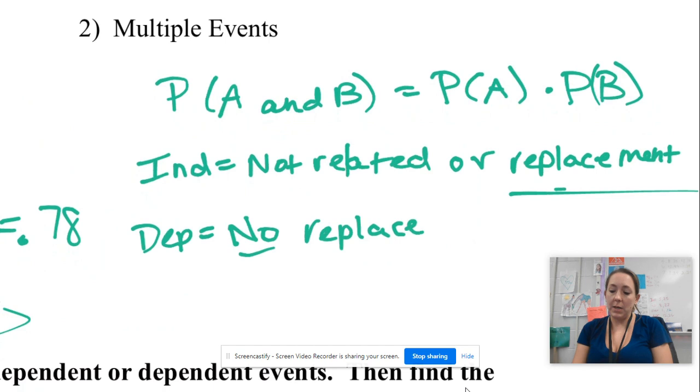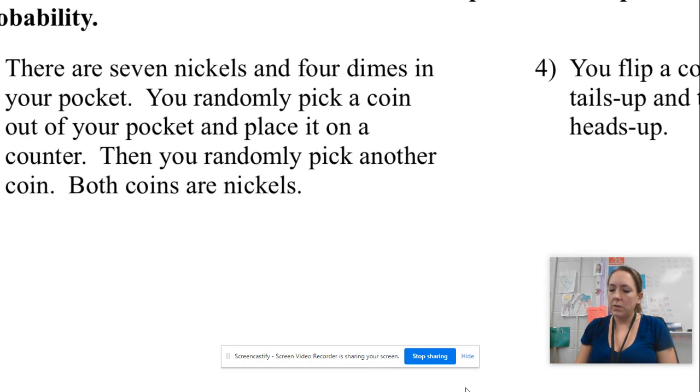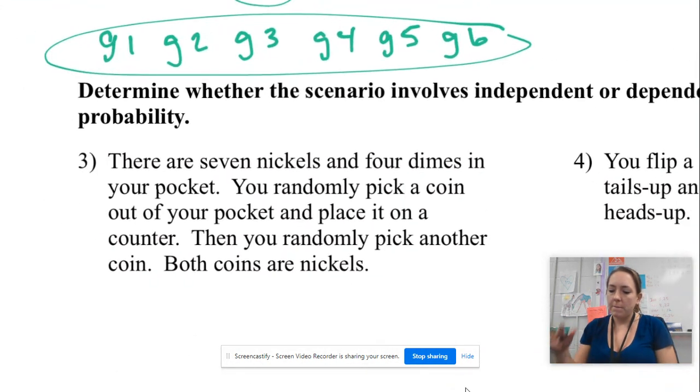So you're changing something, like pulling a ticket out of a bag or getting a sweater out of a drawer. You're doing something and you don't put it back, so you've changed what's in the drawer. For all of these, you're going to say, are they independent or dependent? All right, so here we go.